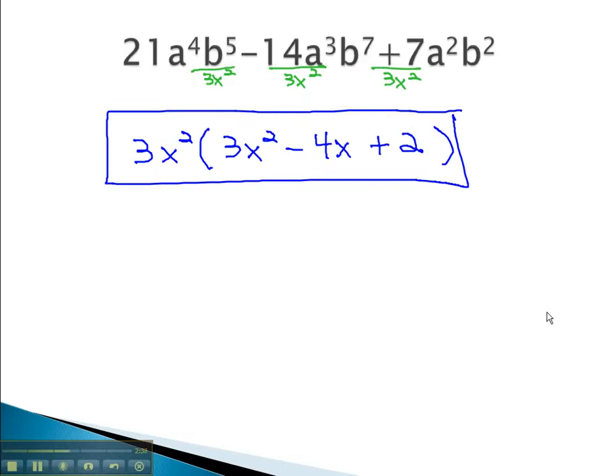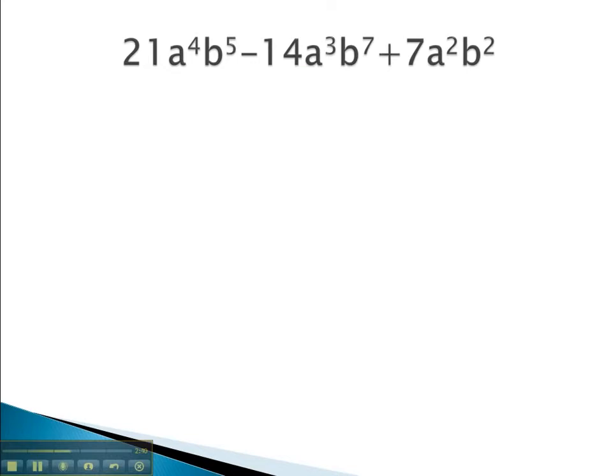Let's try another example where we identify the greatest common factor and pull it in front of the parentheses. Looking at the numbers 21, 14, and 7, we see they are all divisible by 7. Also, every factor has an a. Using the lowest exponent, we write a squared. Every factor also has a b. Using the lowest exponent, we write b squared.